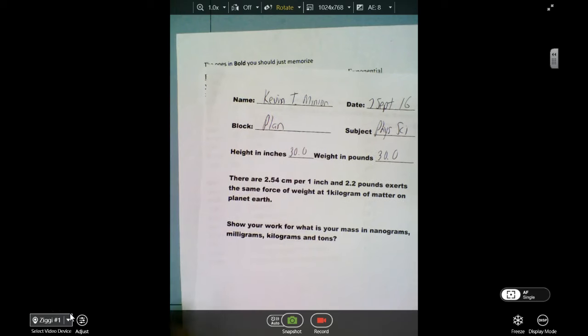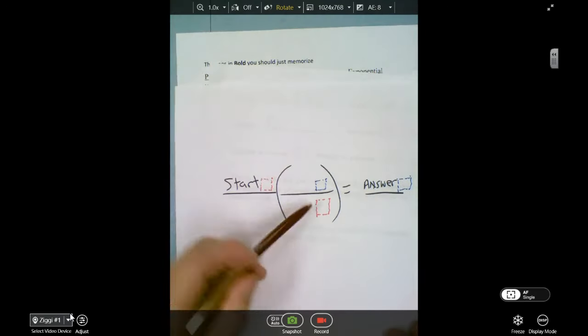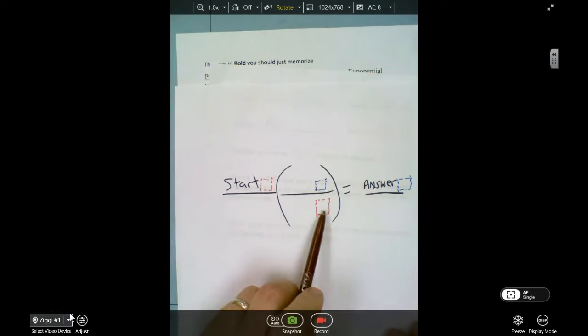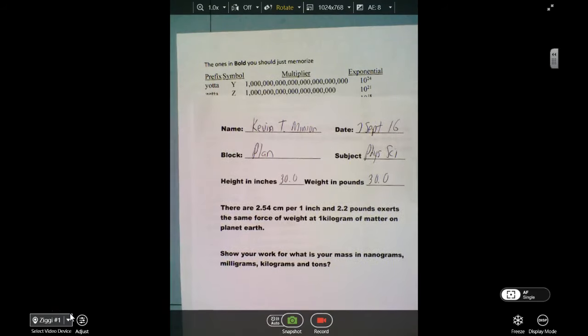To begin with, when you do a conversion, you put your beginning number here, set up the brackets, and you want to put the conversion factor in such a way that the unit you're getting rid of is on the bottom, the unit you keep is on the top, and you get the answer that way. So when we look at this, we can say, okay, how do I do that?